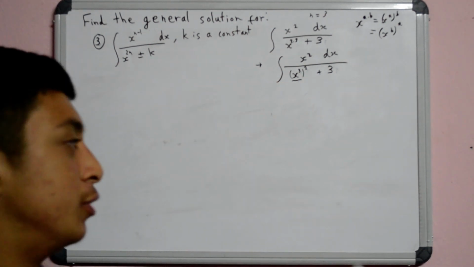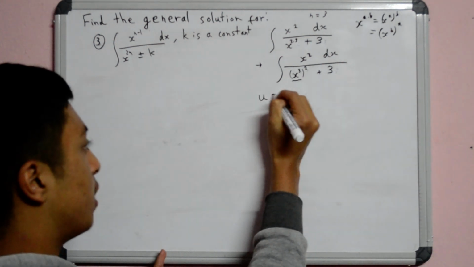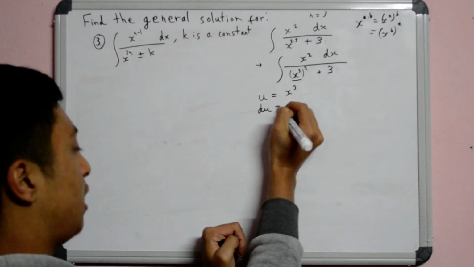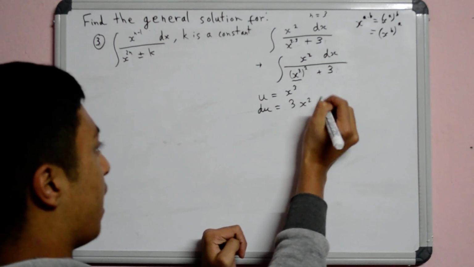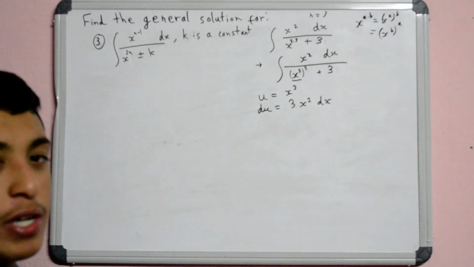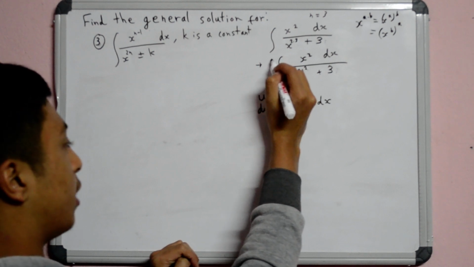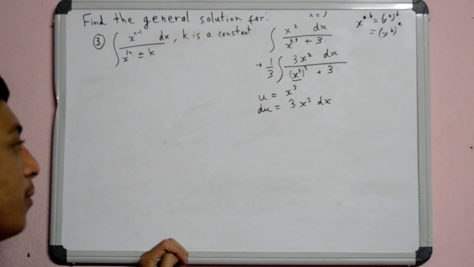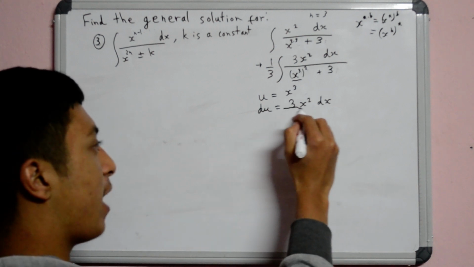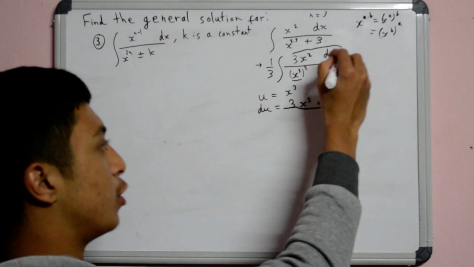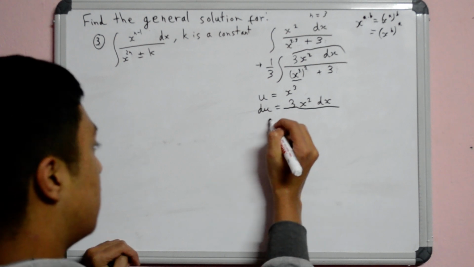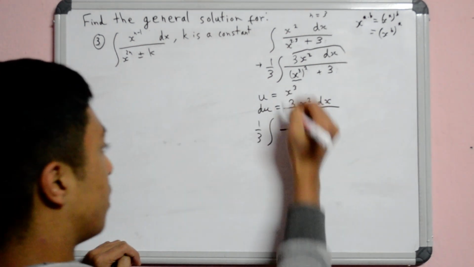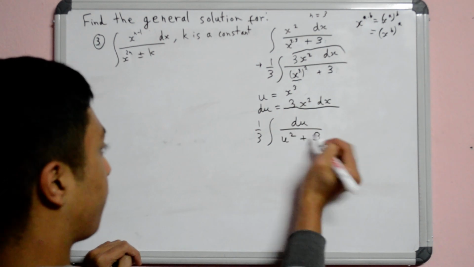Oh wait, we have to do our substitution now actually. So u equals x cubed, this bracket part, differentiate both sides, you'll get 3x squared dx. And here what you can do is, in this integral, you can multiply it by 3 and divide it by 3, because this du will be 3x squared dx, which is what we have in the numerator right here. So you'll get 1 by 3 du by u square plus 3.